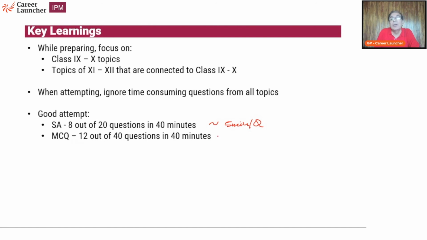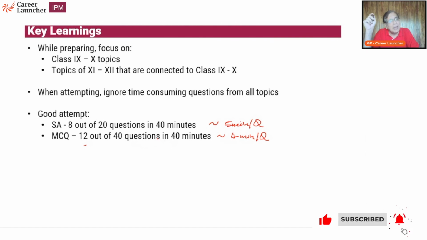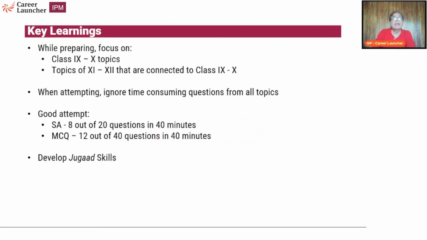Similarly, for MCQs, this means if you can do a question within 4 minutes, you should do it. 12 questions in 40 minutes means 3 minutes 20 seconds. Again, since for a few questions you'll use my Jugaad techniques and solve them faster, you'll have a little extra time to do them. Okay. So this is the basic approach that you need to adopt.